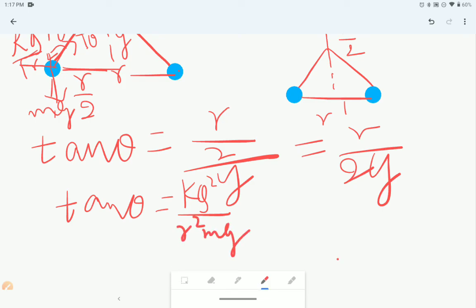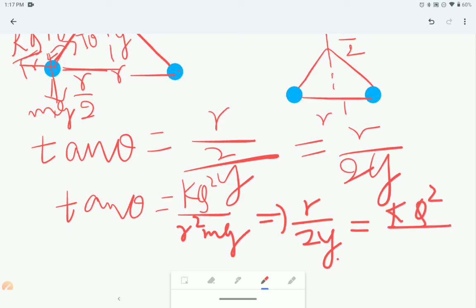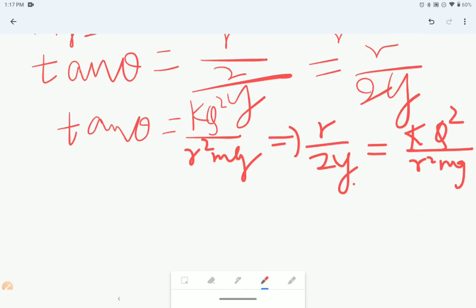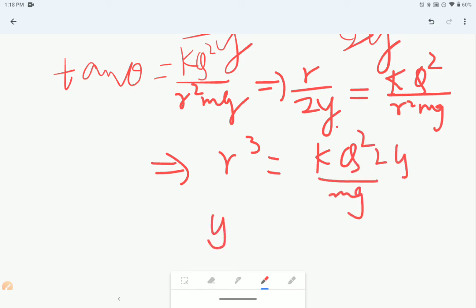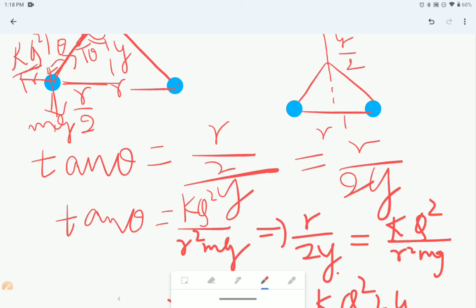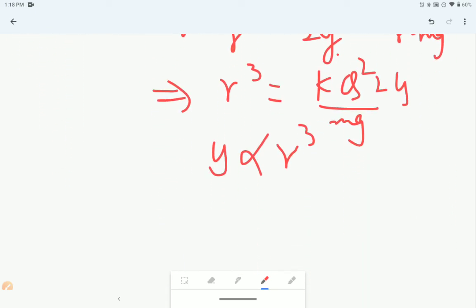Now we can relate these two. That implies r by 2y equals kq square upon r square mg, which means r cube is equal to kq square 2y upon mg. So y is directly proportional to r cube. But here we are required to find for y by 2. That means y by 2 is directly proportional to r dash cube.